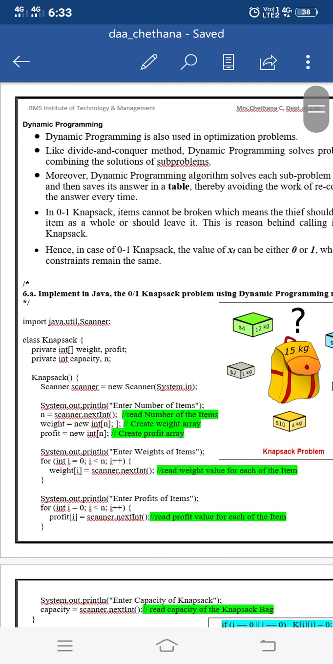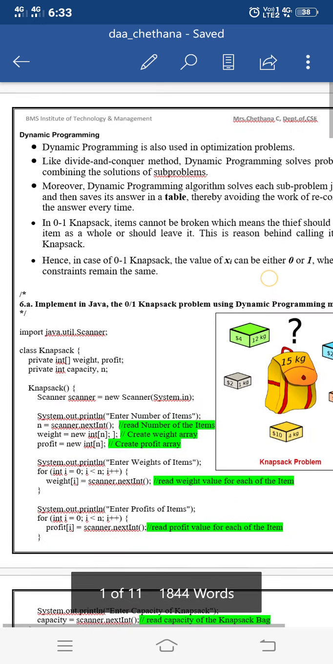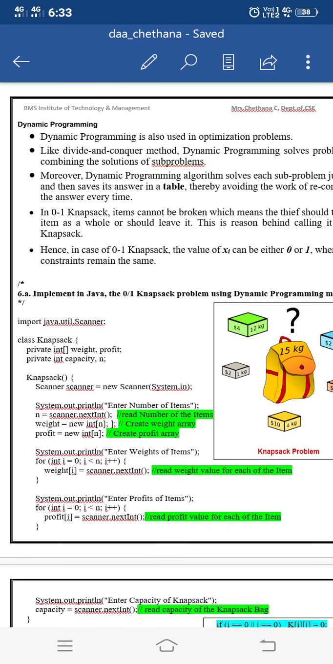Dear students, let us discuss the dynamic programming concepts for knapsack problem, and that is 01 knapsack. Dynamic programming is used in optimization problems like the divide and conquer method. Dynamic programming solves the problems by combining the solutions of the subproblems.